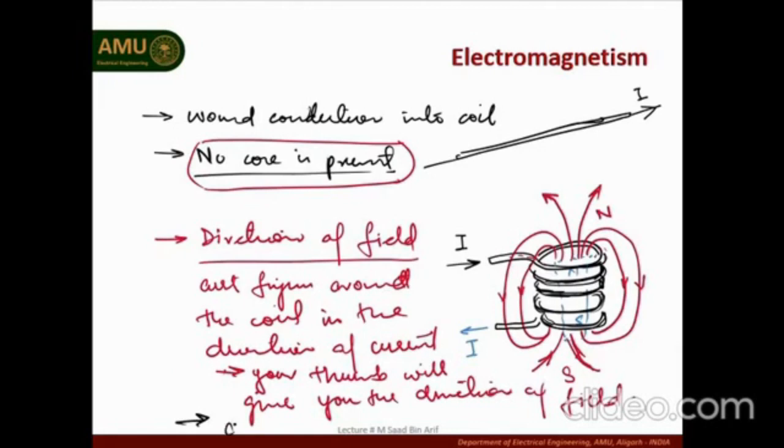So if you want to change the direction of field, then what you simply have to do is change the direction of current. That is, change in current direction will result in change in direction of the field lines.